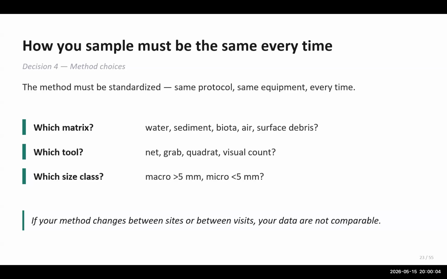And also this will depend on the tools. Are you going to use a net, a bucket, maybe, or maybe just visually count the pollution? And also it depends, for example, on the size class. Are we focusing on macroplastics, like large items like a plastic bottle, or are we going to measure the microplastics?